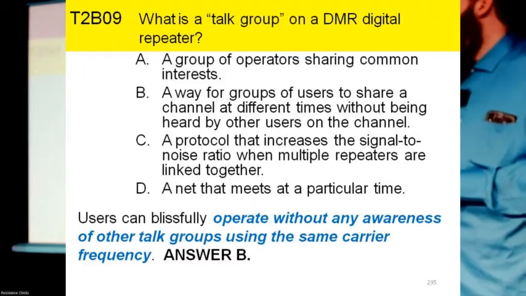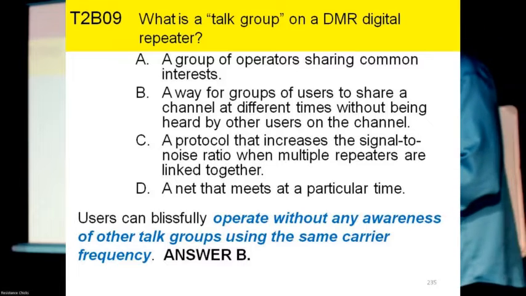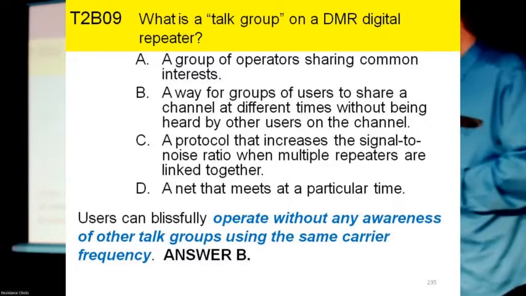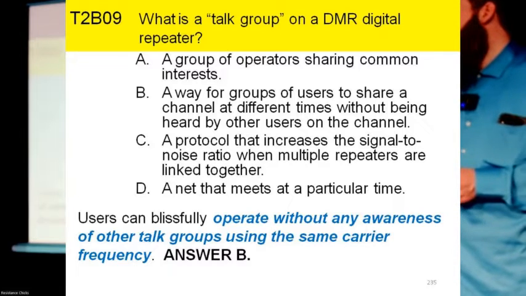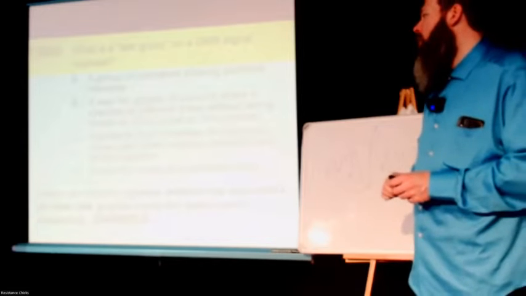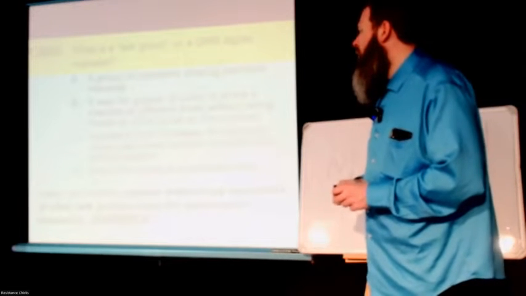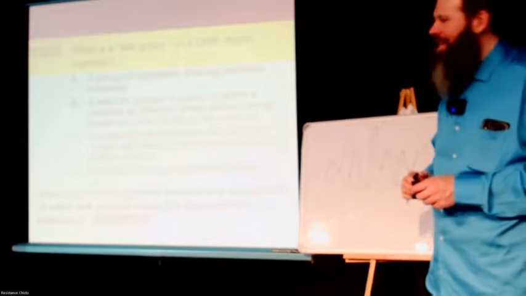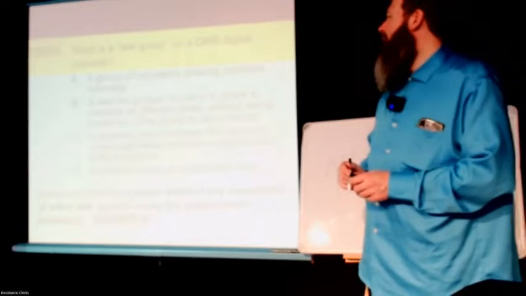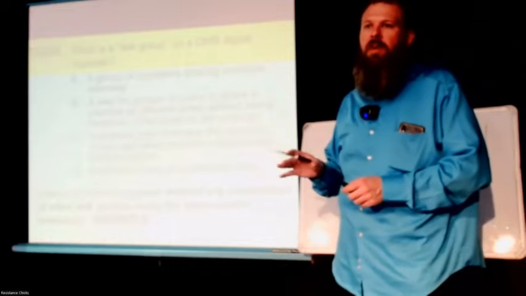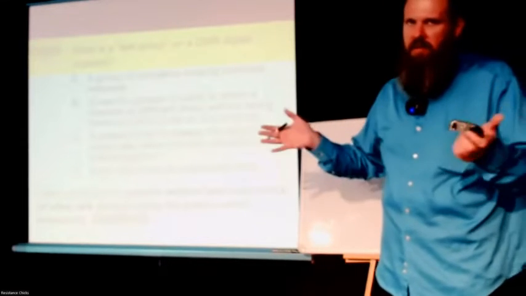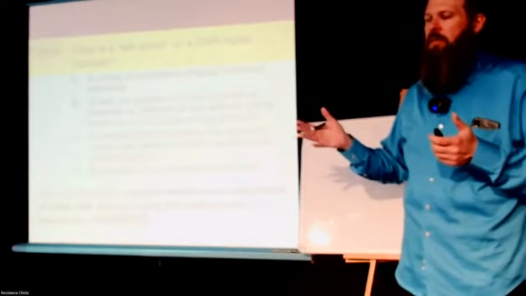What is a talk group on a DMR digital repeater? A talk group is a way for groups of users to share a channel at different times without being heard by other users on the channel. Okay, I know that's complicated. It's actually very simple. What a talk group is, because it's all digital, it's controlled through a computer.